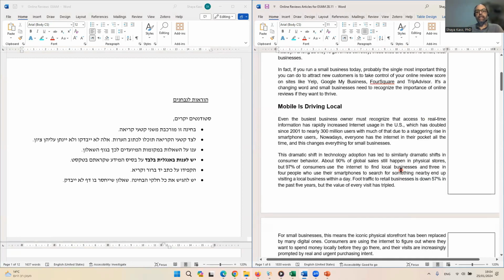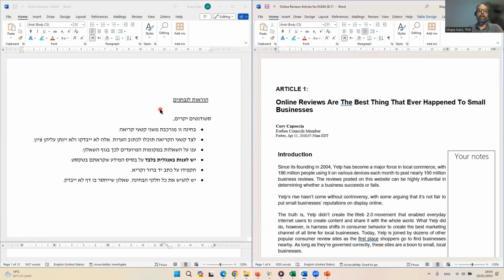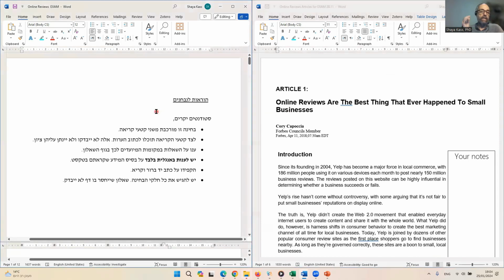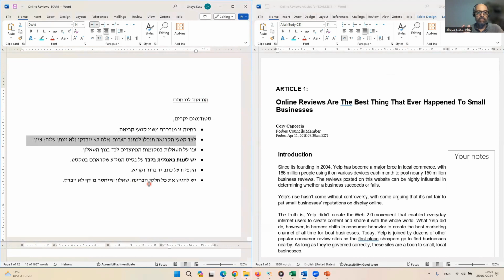Okay. And the second packet that you get is going to be the questions. And the first page is going to look exactly like this. It's going to say Hara'ot L'Nivchanim. First thing, there are 2 texts you have to read. I just showed that to you. The second thing it says is that there's a place to take notes. We're not going to check that.